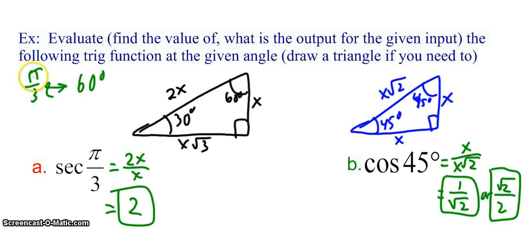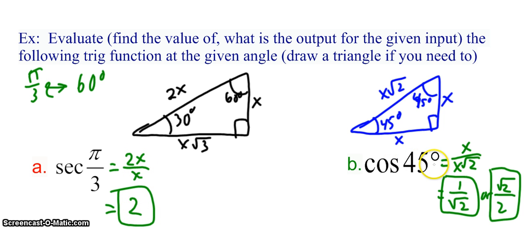So first I recognize, okay, pi thirds in radians is the same as 60 degrees, so I drew my 30-60-90 triangle again. I labeled my sides. Secant of 60 is hypotenuse over adjacent, so that would be 2x over x. The x is reduced because it doesn't matter what they are, they're the same. 2x over x is just 2.